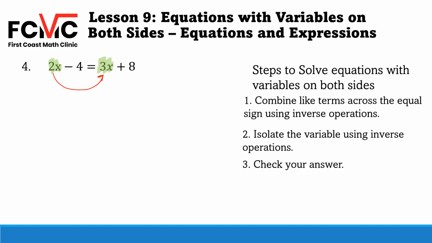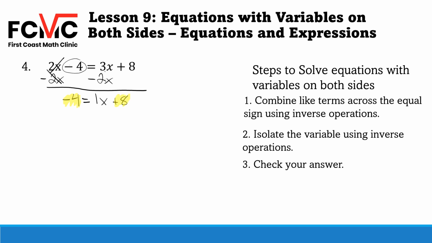Reading this left to right, the 2x is positive. So I want to undo adding 2x and subtract 2x from both sides. 2x minus 2x cancels out. I'm going to bring down, keeping the sign with the 4, so this is minus 4 equals 3x minus 2x is 1x plus 8. Now our remaining like terms are going to be the negative 4 and the plus 8.